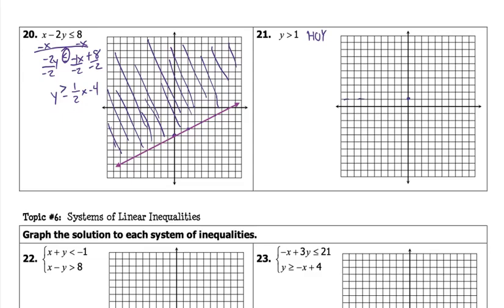I also know it's dashed because it's not greater than and equal to, it's just greater than. So I'm going to put my dashed line. And greater than would be above. So that means everything up here would be shaded. Everything above the line would be shaded in.